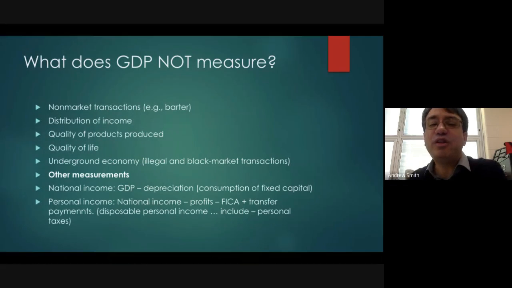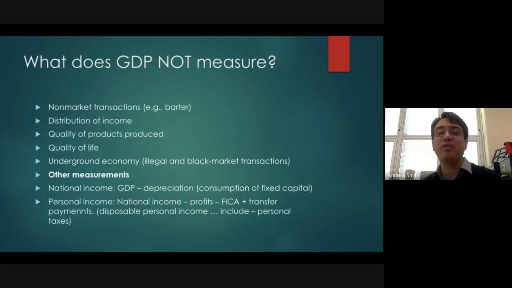So, things GDP does not measure. Any non-market transactions such as barter. It does not measure income distribution. So there's something called the Gini coefficient that does that. It does not measure quality. It just measures the final value of it, the final dollar value of it. It doesn't necessarily measure quality, either of products produced or the quality of life. Although generally countries with higher GDPs have a higher quality of life, especially higher per capita GDPs. It doesn't measure underground or illegal transactions as well.